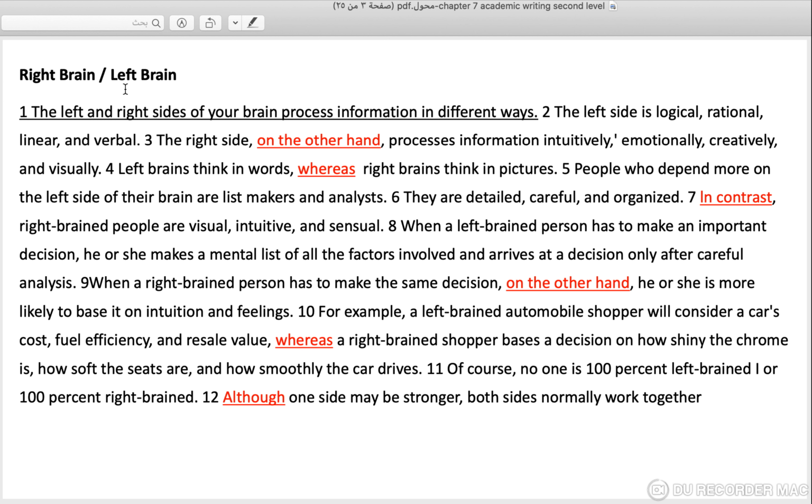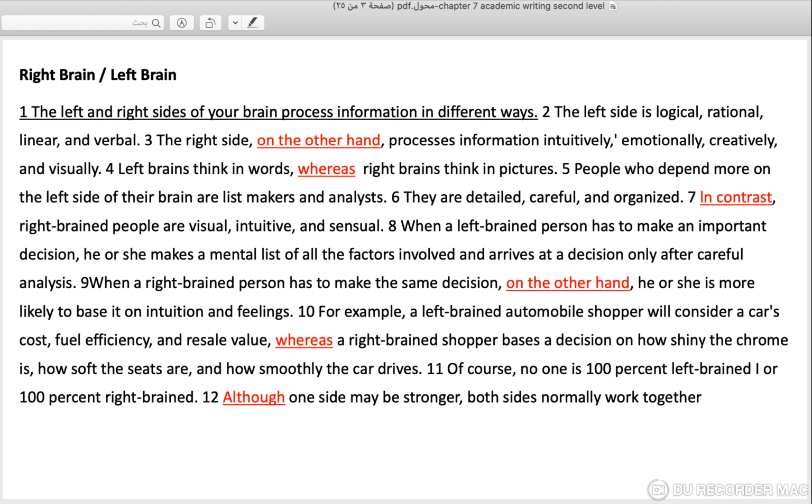The left and right sides of your brain process information in different ways. هاي طبعا تحتها خط هي topic sentence. The left side is logical, rational, linear, and verbal. The right side, on the other hand, processes information intuitively, emotionally, creatively, and visually. Left brains think in words, whereas right brains think in pictures.